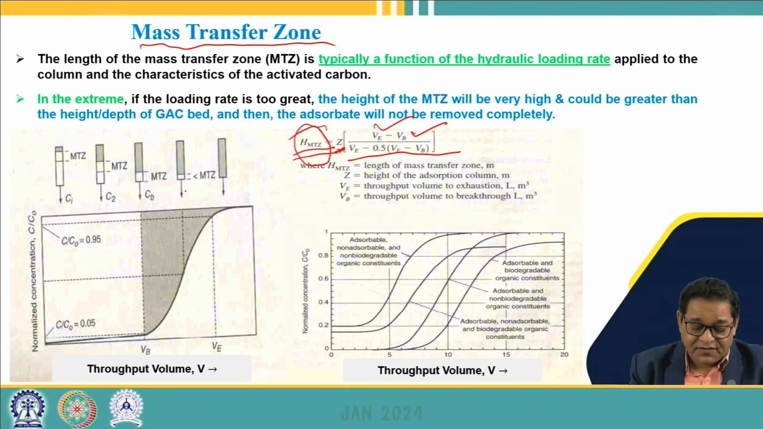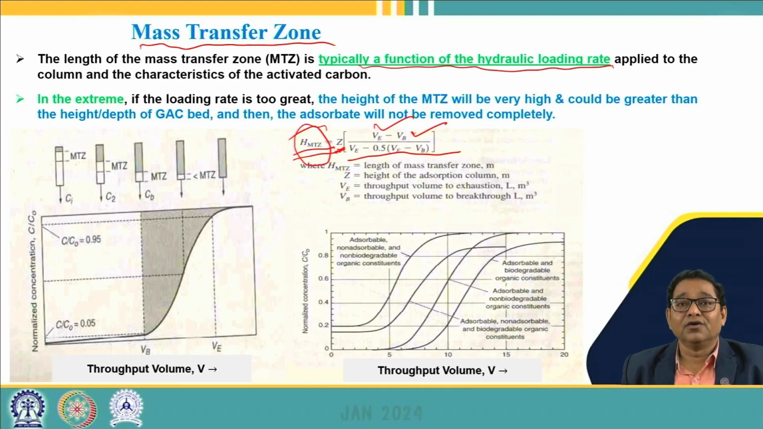If we see here, the mass transfer zone depends upon the hydraulic loading rate. If the hydraulic loading rate is very high, in the extreme conditions, then the height of the mass transfer zone may be even greater than the height of the adsorption column, which means that the adsorbate will not be further removed, and the calculation of the mass transfer zone is very important to define the height of the column.